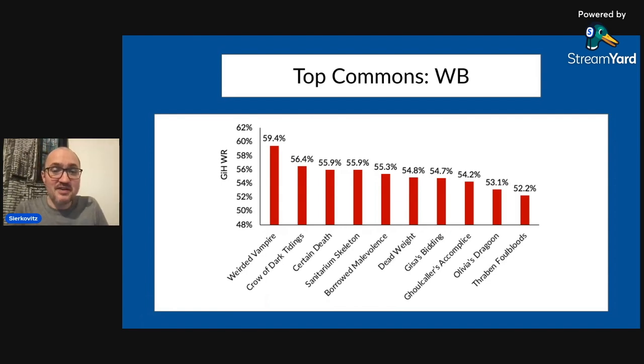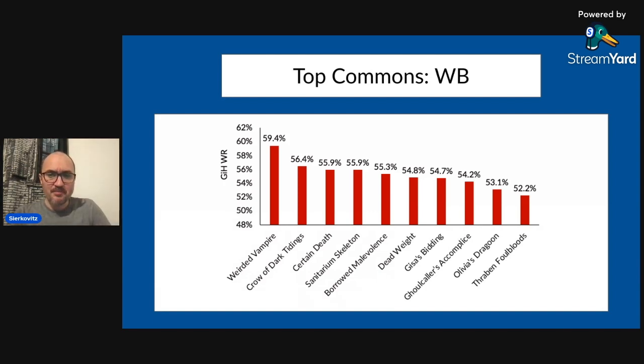Second place, quite surprisingly to me, at 56.4, was the Crow of Dark Tidings. And then third place is Certain Death, the 6-mana removal that drains for 1. So these are the top 3 cards, and then Sanitarium Skeleton is in fourth place, but basically ex aequo with Certain Death at 55.9. Sanitarium Skeleton is the skeleton that you can return to your hand from the graveyard.